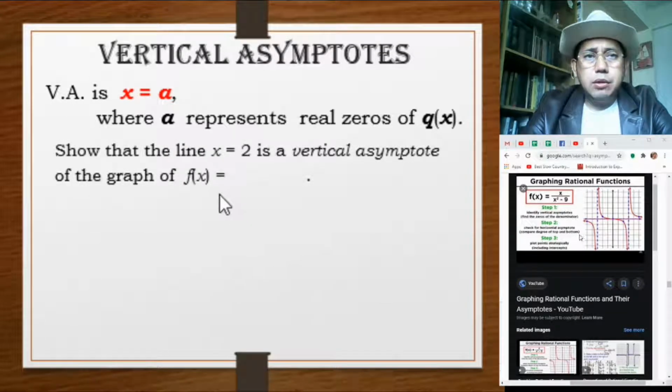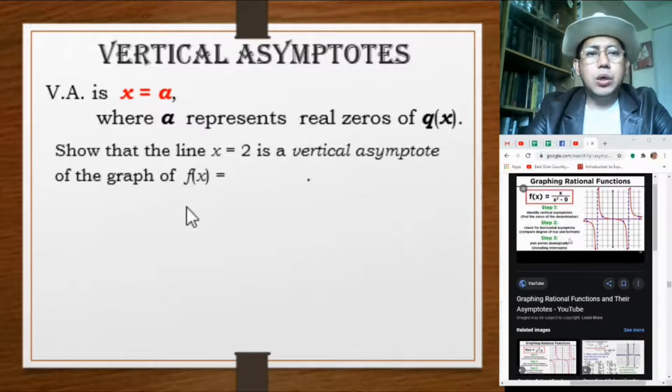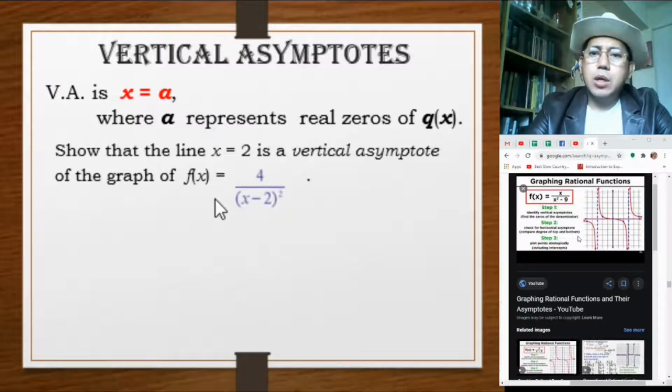It says here in the problem, show that the line x equal to 2 is the vertical asymptote of the graph of the rational function 4 over the quantity x minus 2 raised to the second power.